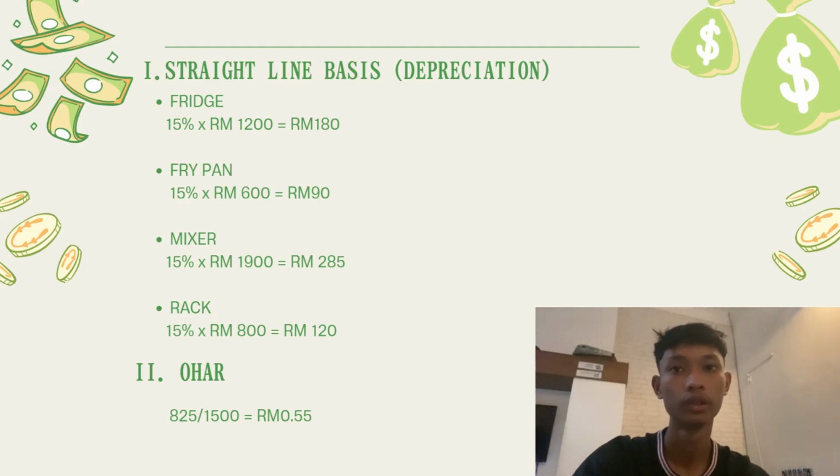For number 2, overhead absorption rate. Next, we calculate the overhead absorption rate. The formula used is 825 divided by 1,500, which equals RM 0.55. This means that for every 1 unit produced, RM 0.55 of overhead cost is allocated. This helps ensure that all overhead costs are properly included in the product cost calculation.